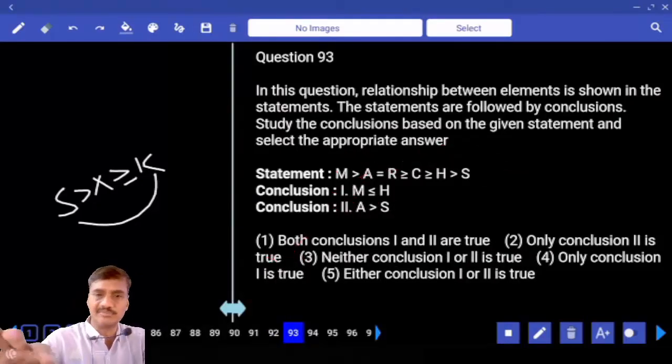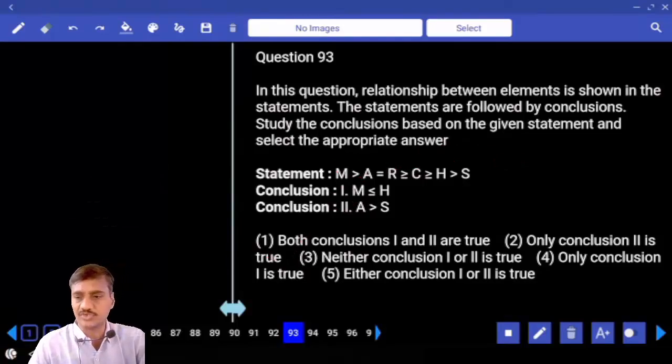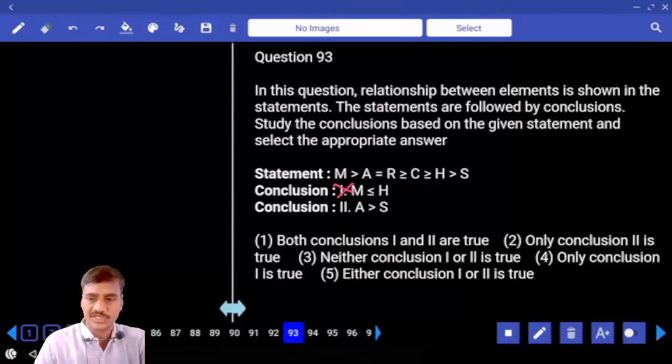Now in this 93, M and H. M is here, H is here, two opposite symbols or no? M greater than H is true, lesser than or equals to H is false. A and S.